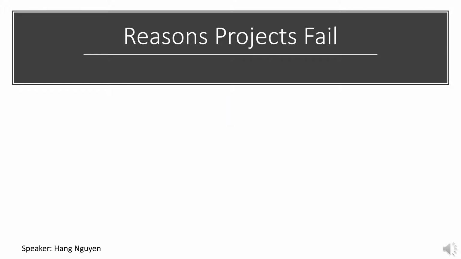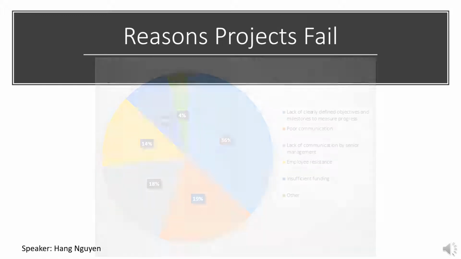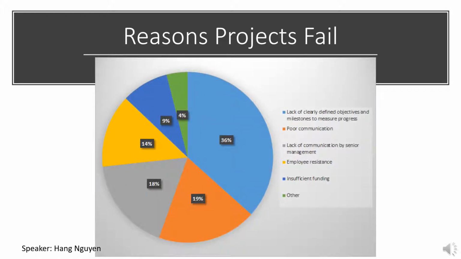When starting a new project, managers do not think their project will fail. However, projects still fail sometimes. What are the causes of those failures? Perhaps a deeper insight into the root causes will help us avoid or mitigate failures. Some of the main causes of project failures are lack of clear objectives and milestones to measure progress, poor communications, and employee resistance.